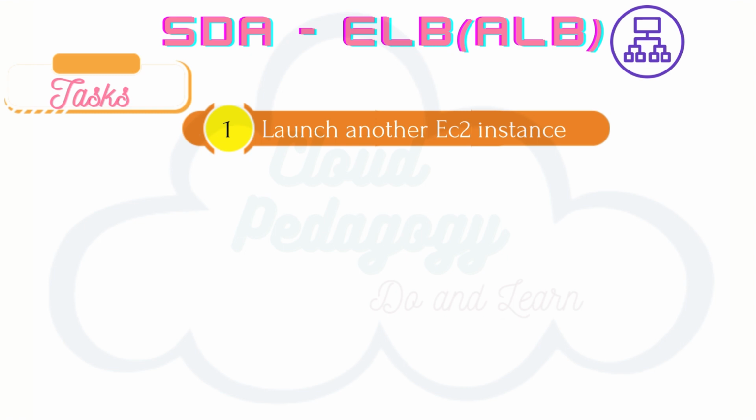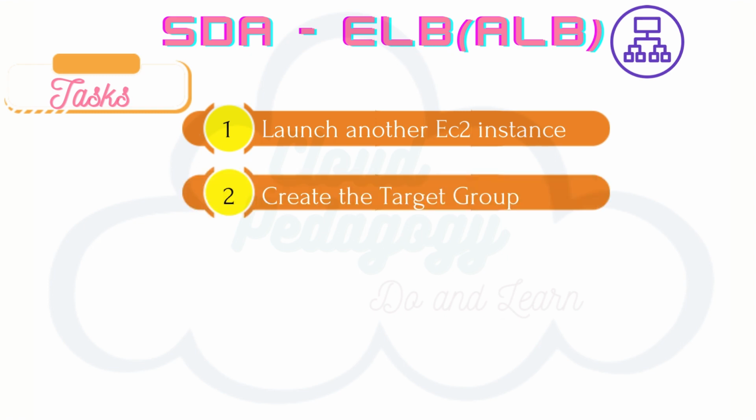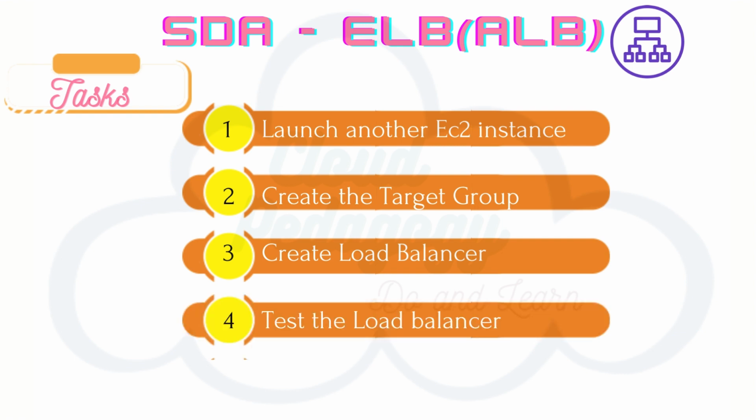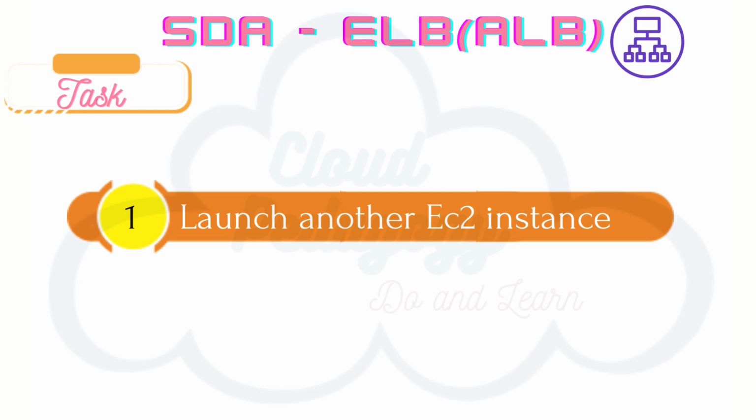In task 1, we will launch another EC2 instance in a different availability zone. In task 2, we will create the target groups. In task 3, we will create the load balancer. In task 4, we will test the load balancer to check whether the EC2 applications are working fine with the traffic or not. Begin with task 1.